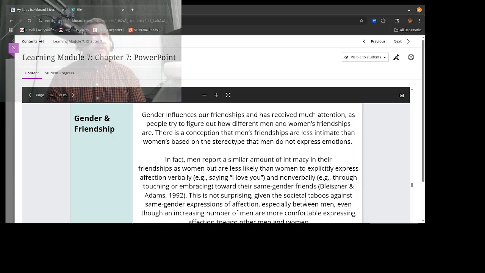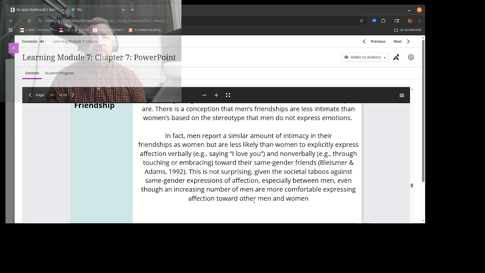Let's talk a little bit about gender and friendship. Gender influences our friendship, and it's received a lot of attention as we try to figure out the differences between men and women and their friendship. There's a general concept that men's friendships are less intimate than a woman's, based on the stereotype that men do not express their emotions. In fact, most men report a similar amount of intimacy in their friendships as women, but are less likely than women to express it explicitly through saying I love you or hugging, touching, right?